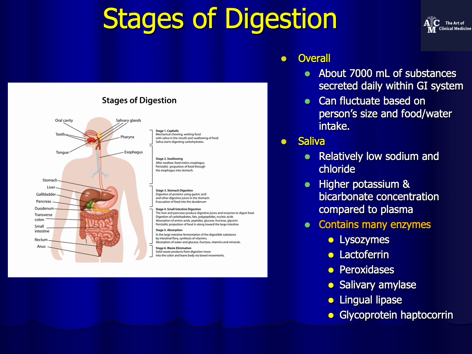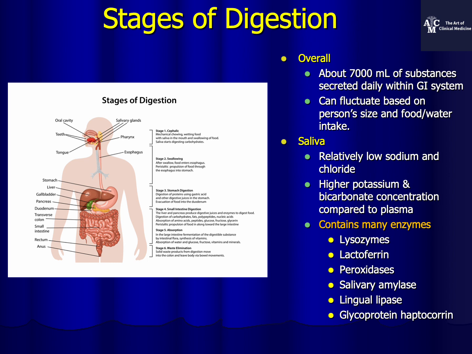This picture shows the different stages, starting with the oral cavity, going down to the swallowing phase. The oral cavity, the cephalic phase, is where the chewing is occurring with the saliva, followed by the swallowing into the esophagus, and then down into the stomach. The stomach is where the majority of the digestion is going to occur, and then the small intestine is where the majority of the absorption of the nutrients will occur.